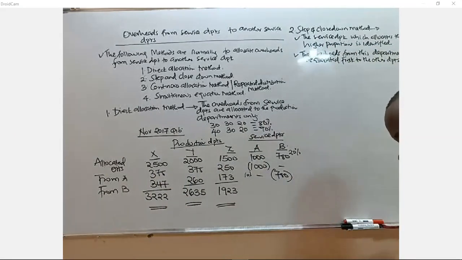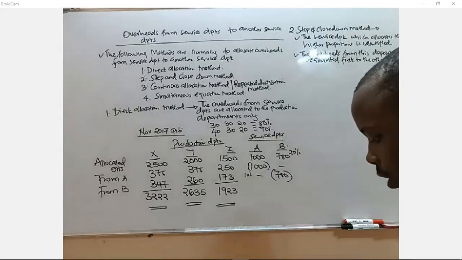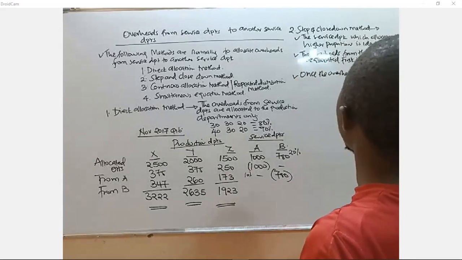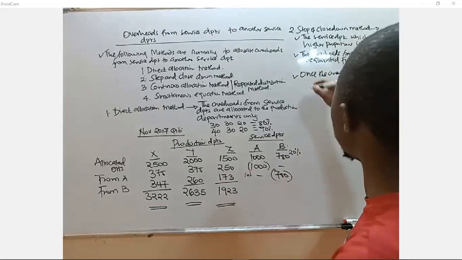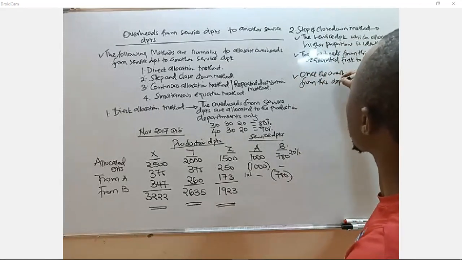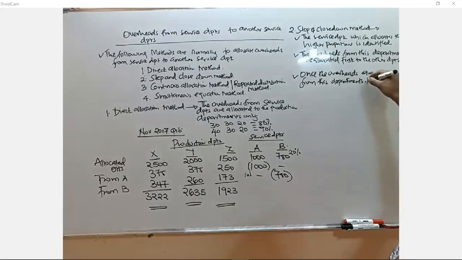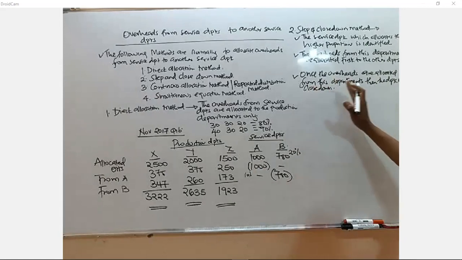And we are saying once the overhead has been allocated from this department, then the department is closed down. Inamaanisha it will not be receiving any other overheads from the other department. So once the overheads are allocated from this department, the department is closed down. It will not be able to receive any more overheads.